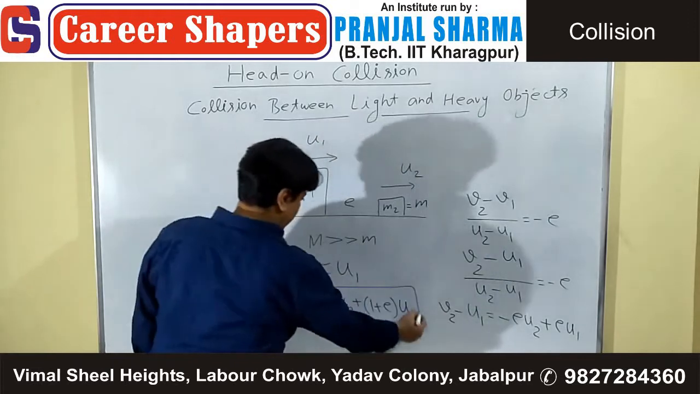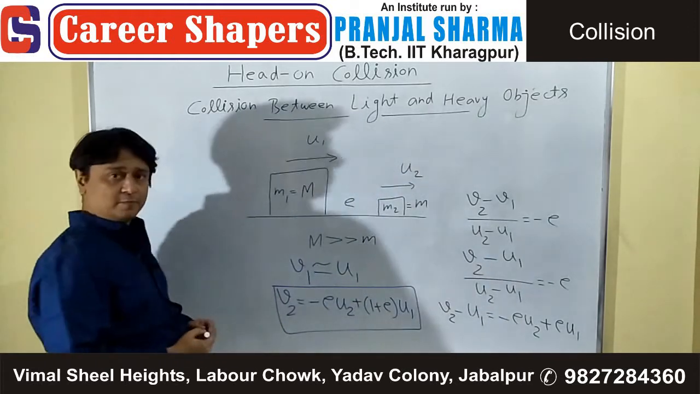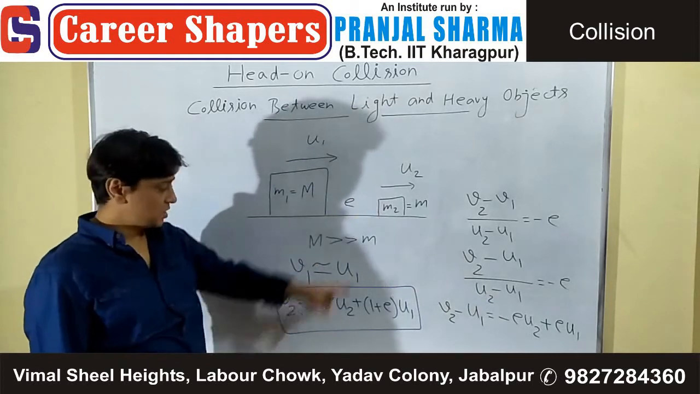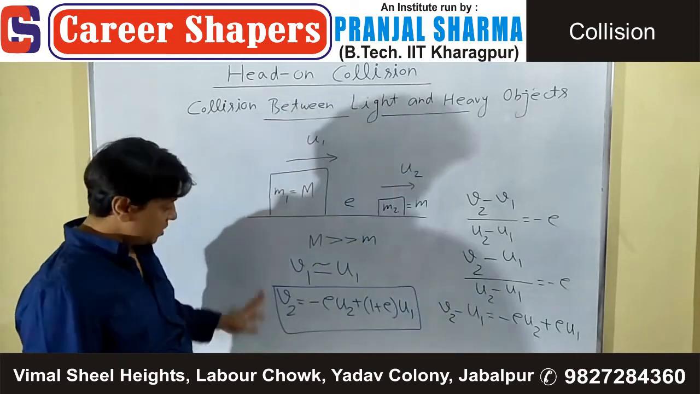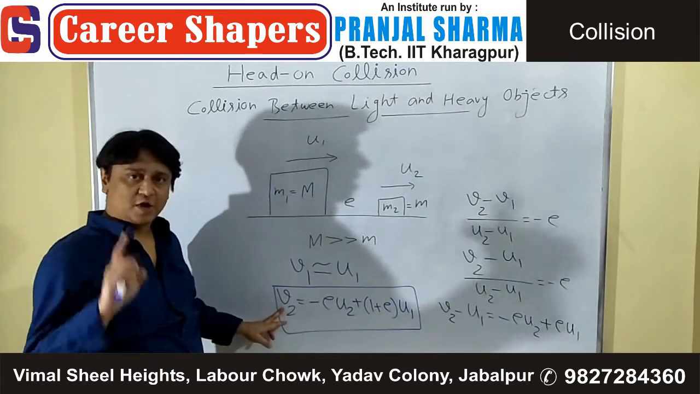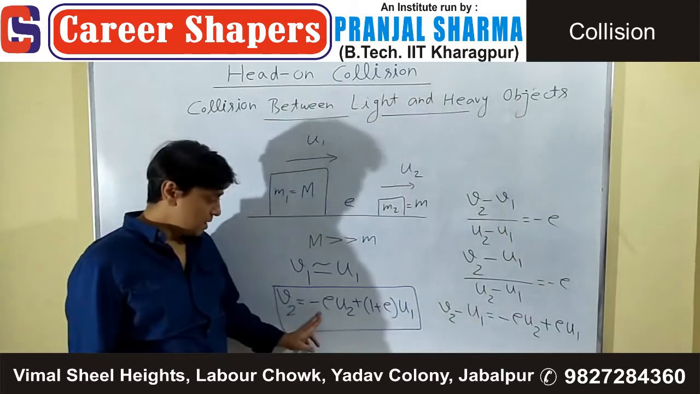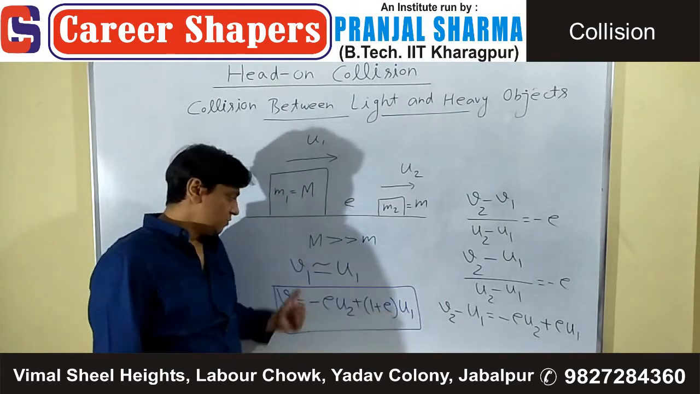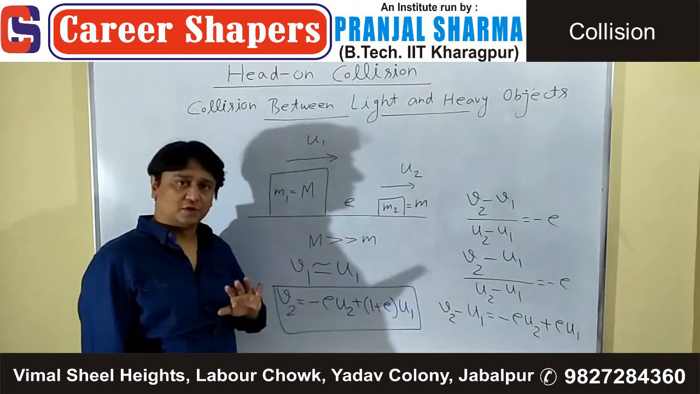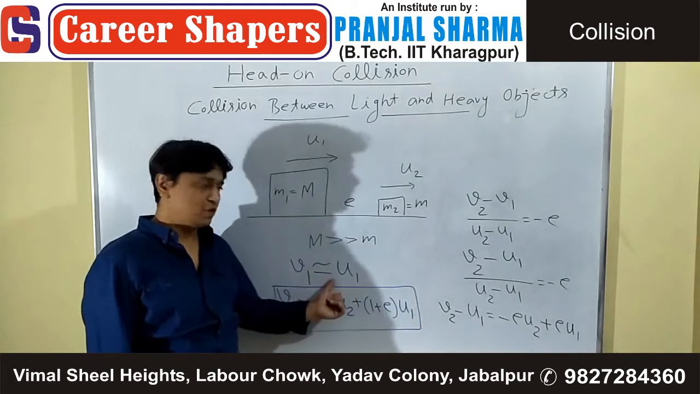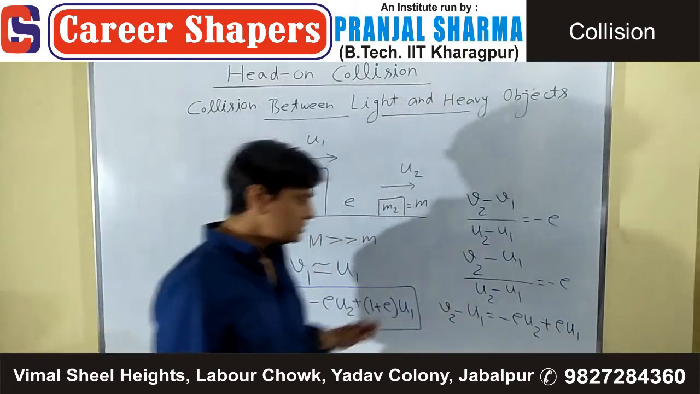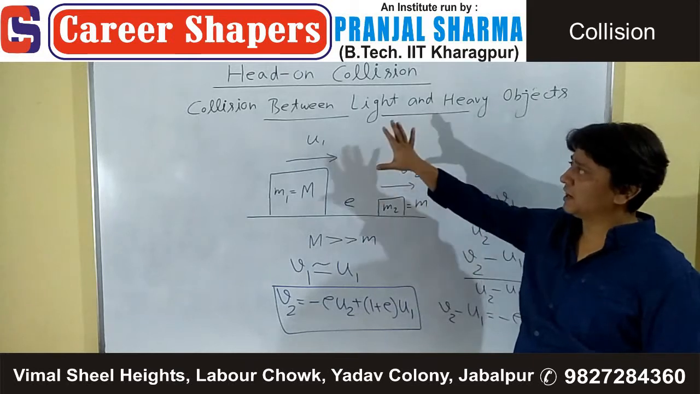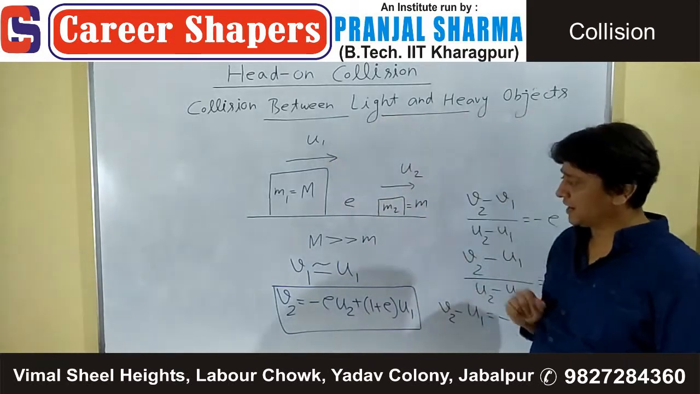If you wish, you can remember this as a result. What is V2? Object 2 is the light object, object 1 is the heavy object. The velocity of the light object after collision is coming minus E U2 plus (1 plus E) times U1. The velocity of the heavier object suffers no appreciable change and therefore remains what? Almost same. This is something which we are interested in when we write collision between heavy and light object.